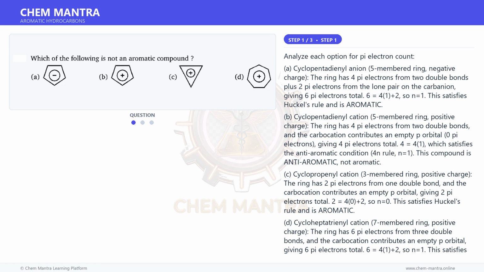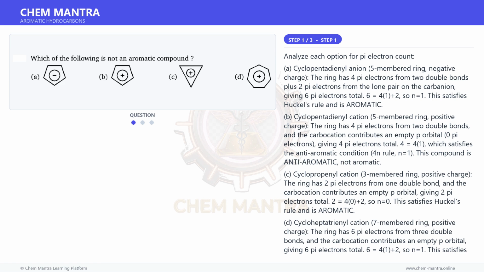C. Cyclopropenyl cation, 3-membered ring, positive charge. The ring has 2 pi electrons from 1 double bond, and the carbocation contributes an empty p orbital, giving 2 pi electrons total. 2 is equal to 4n plus 2, so n is equal to 0. This satisfies Huckel's rule and is aromatic.